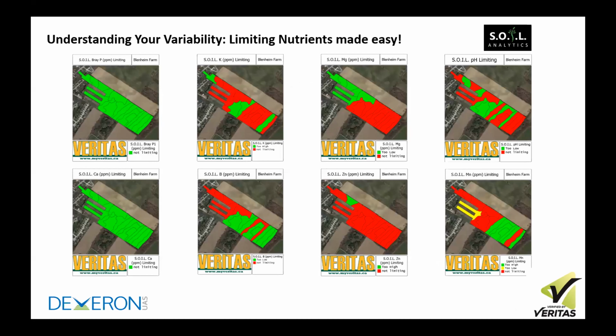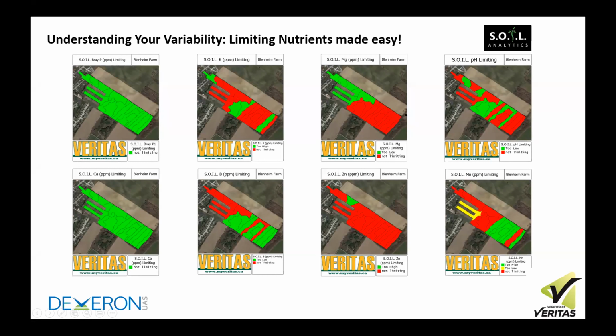Great, thanks, Mike. And to go along with those curves, the soil analytics tool also provides these maps which show each nutrient and where it's limiting. If it's too high, too low. This was a quick and easy way to see what the field needs. As Mike mentioned, the magnesium was limiting in this part of the field, and also the pH.